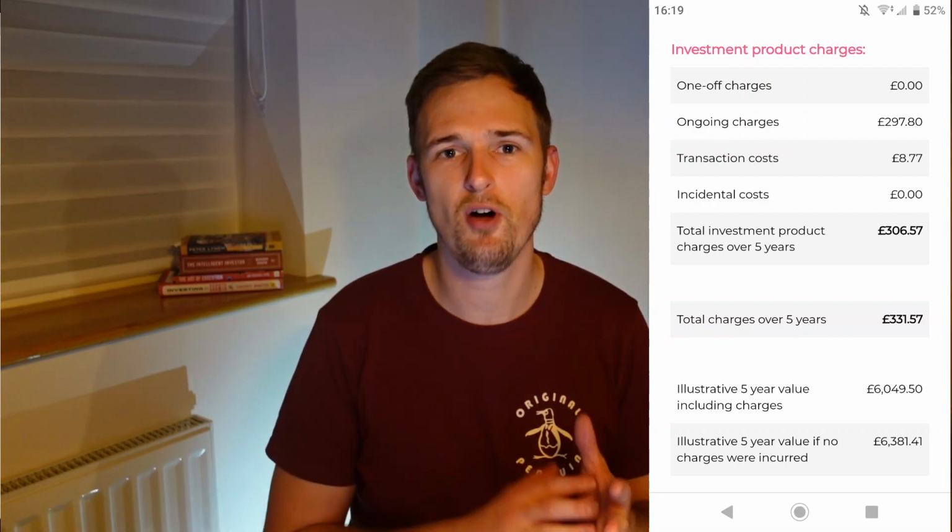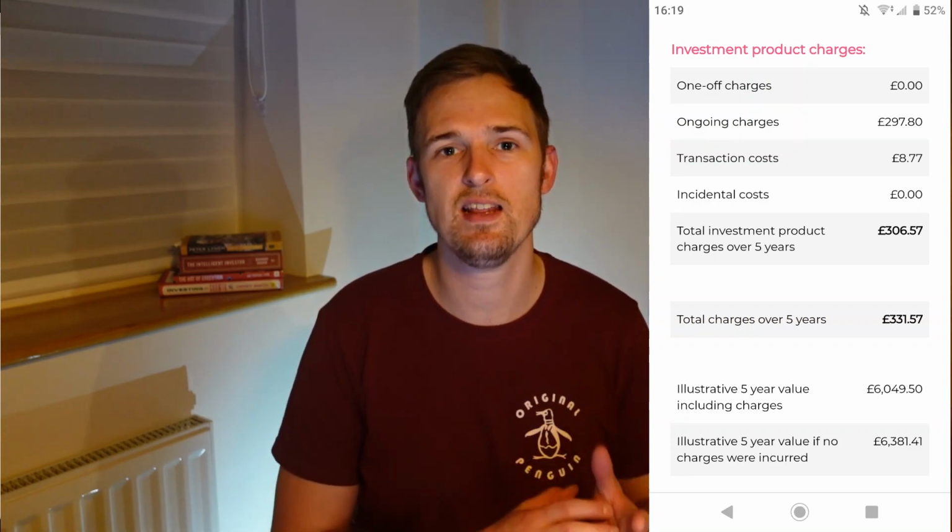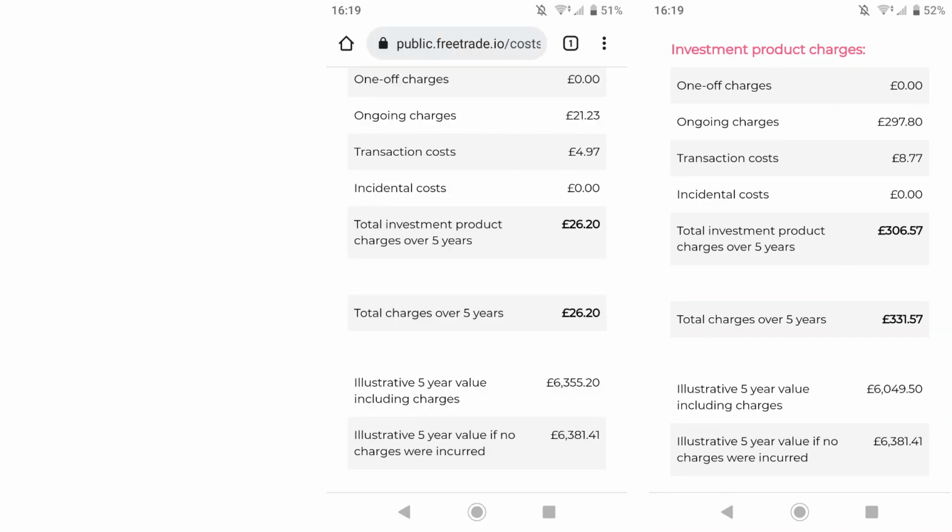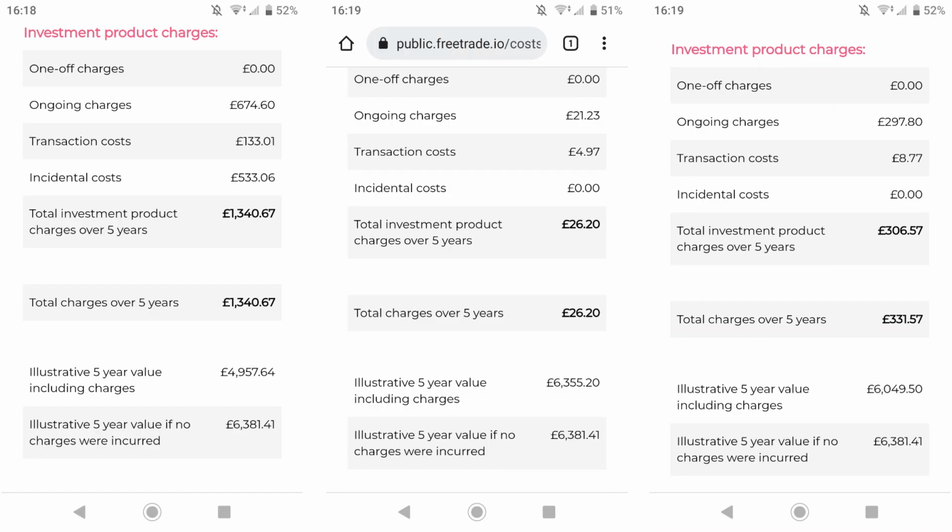Before I get on the laptop though and show you why I've chosen the Smithson Trust, I'll just put on the screen now the fees that you would pay for, again, having £5,000 for 5 years in that trust. And you can then compare that to the S&P 500 index and also Pershing Square Holdings there.